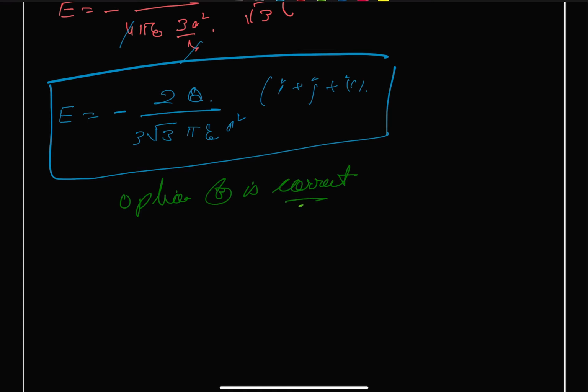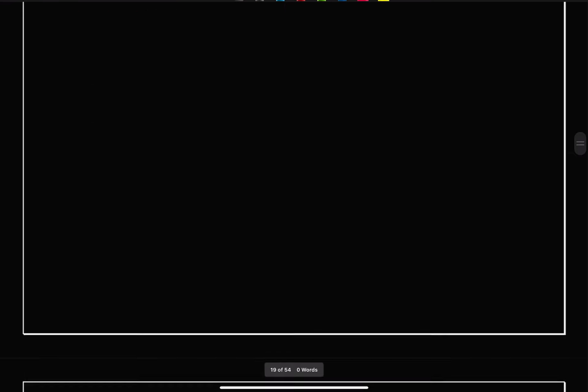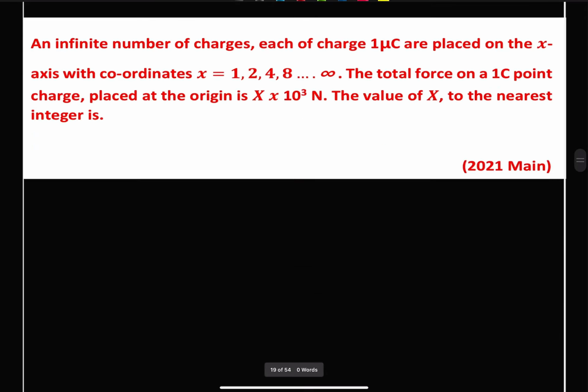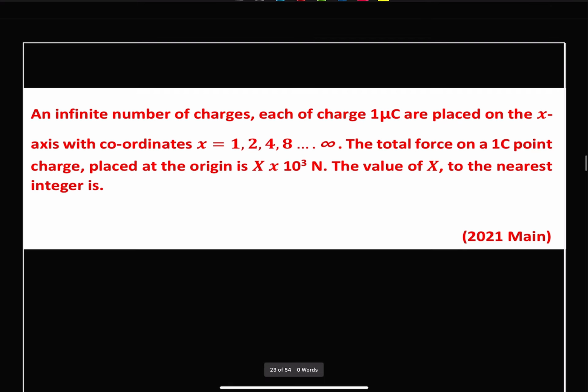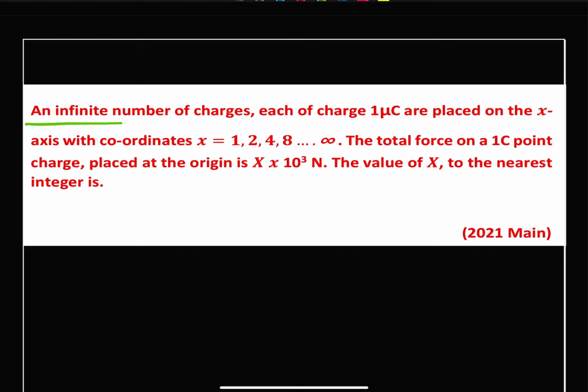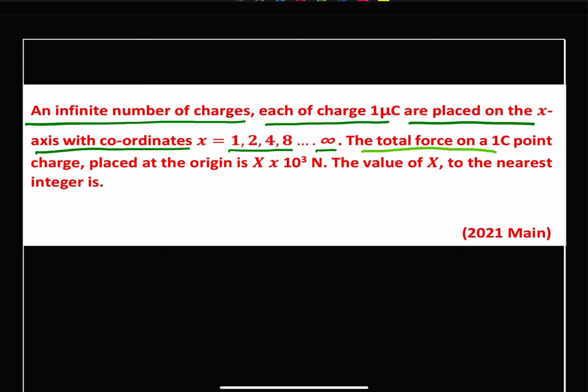Next question. We are given that an infinite number of charges, each of charge 1 microcoulomb, are placed on the x-axis with the coordinates x equal to 1, 2, 4, 8 and so on up to infinity. The total force on a 1 coulomb point charge placed at the origin is x times 10 to the power 3 Newton. The value of x to the nearest integer is.